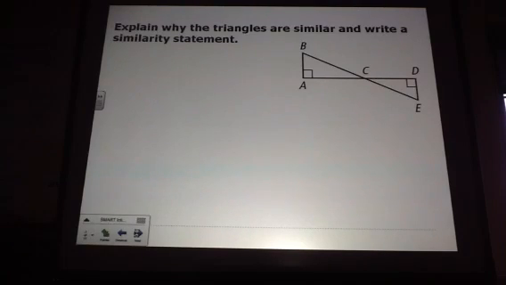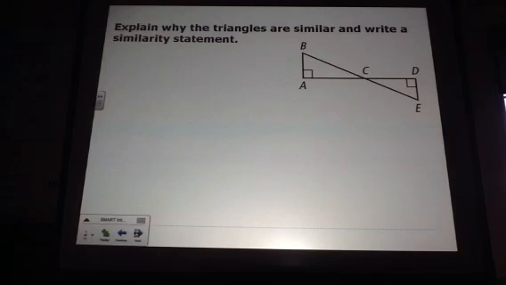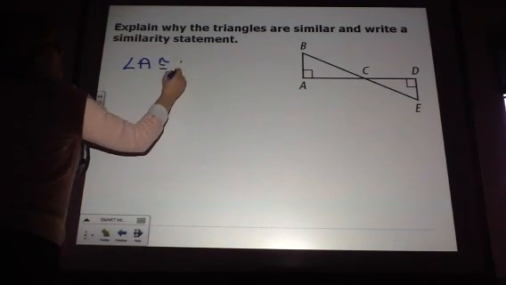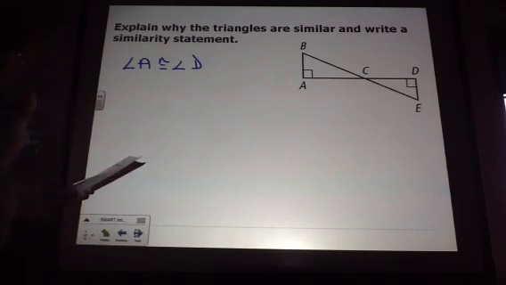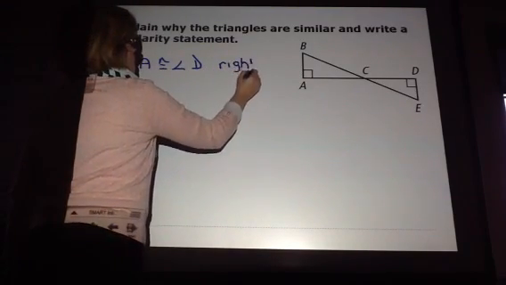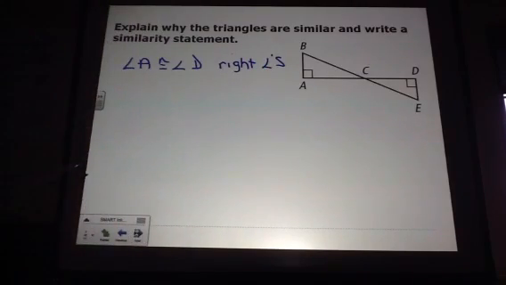All right, so let's apply this. Explain why the triangles are similar and write a similarity statement. Okay, so we have no side measures, but we have an angle measure. We know that angle A is congruent to angle D. And how do we know that? Because of the definition of right angles. All right angles are 90 degrees.